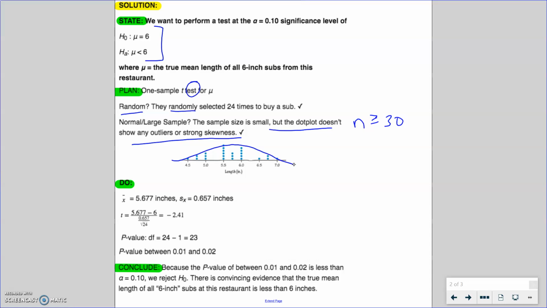Honestly, you guys, most of the time the sample size is bigger than 30 anyways, and you don't even have to worry about it. But I just wanted to make sure you knew if that pops up, that that's okay, and you can move forward as long as you have the data in front of you.